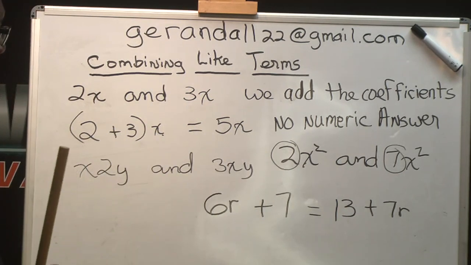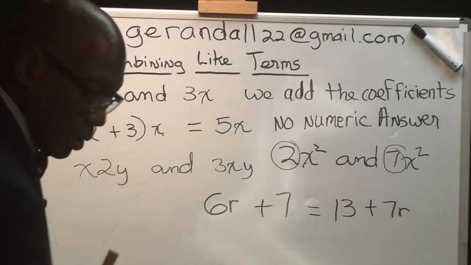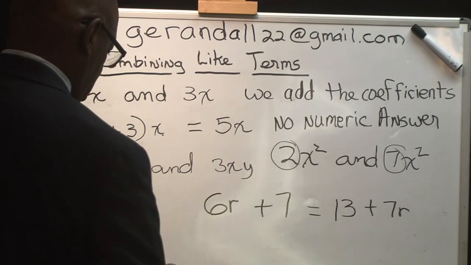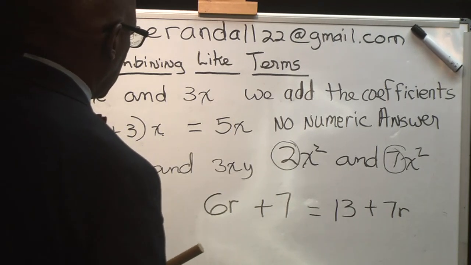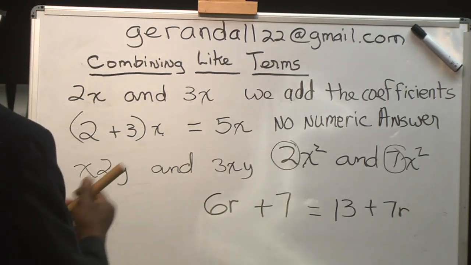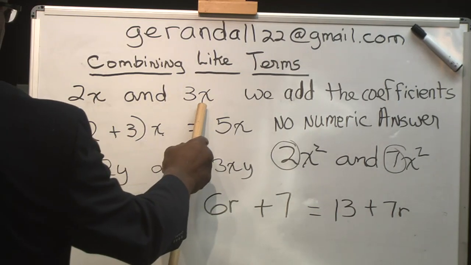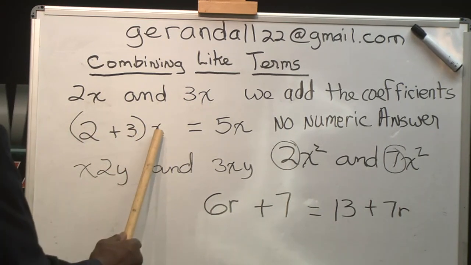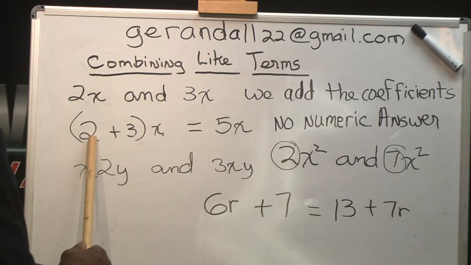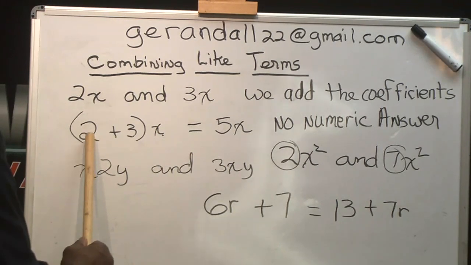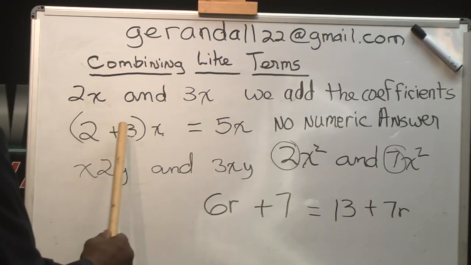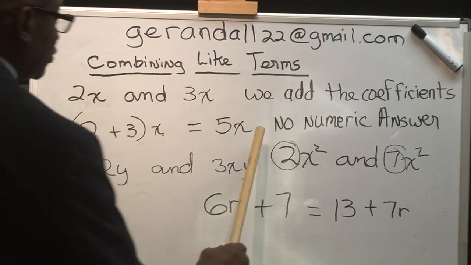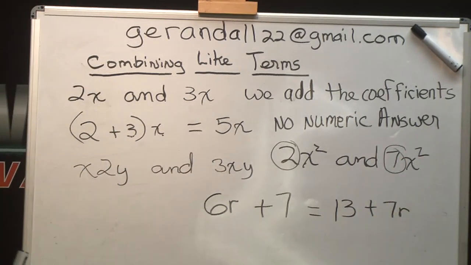And what do I mean by combining like terms? Well, for example, in the first one, we take 2x plus 3x. We take the coefficients, 2 plus 3 times x. We add, again, please excuse my dear Aunt Sally, what's in parentheses, 2 plus 3 multiplied by x, and we get 5x. There is no numeric answer, okay?